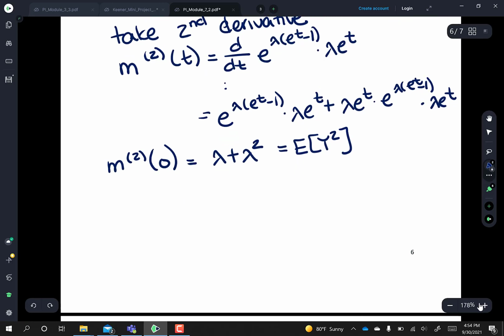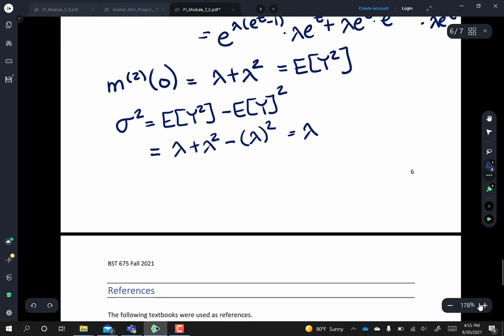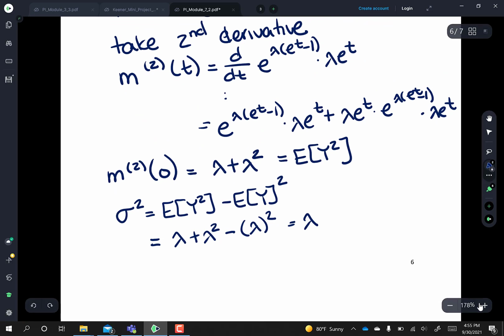To find sigma squared, to find the variance, we need to remember that sigma squared is equal to the expected value of y squared minus the expected value of y, squared. So here we're going to have lambda plus lambda squared minus lambda squared, because we just found the expected value of y up above. And notice this is equal to lambda. So we do get that the variance of the Poisson distribution is equal to lambda. In the next set of notes, we're going to continue looking more at the moment generating function, and we're going to see how we can use it to determine the distribution of a function of random variables.